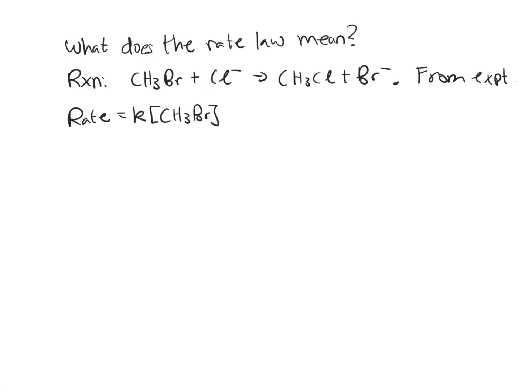Before we show that process, let's look at an example here. Let's say we did some experiments on this reaction, CH3Br plus Cl⁻ goes to CH3Cl plus Br⁻. We've done the experiments and we've figured out that the rate law for the reaction is that the rate of the reaction is equal to the rate constant k times the concentration of CH3Br. It's CH3Br to the first power, which is just itself, so that's why we just have CH3Br here by itself, with no exponent. What can that tell us about the reaction?